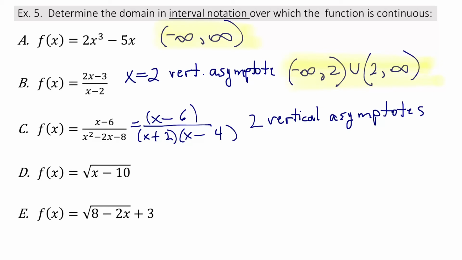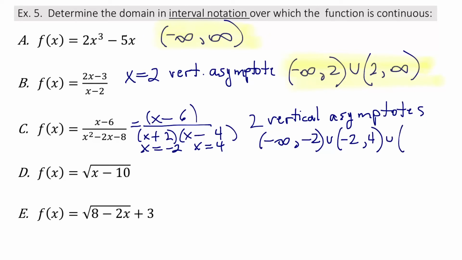So one will occur at x is equal to negative 2, and one will occur at x is equal to 4. So I'm going to have a split domain at both of those x values. I can go from negative infinity all the way to negative 2, and then I split for an asymptote, take up on the other side of negative 2, go all the way to 4, split for an asymptote, and then go all the way to positive infinity in that direction.